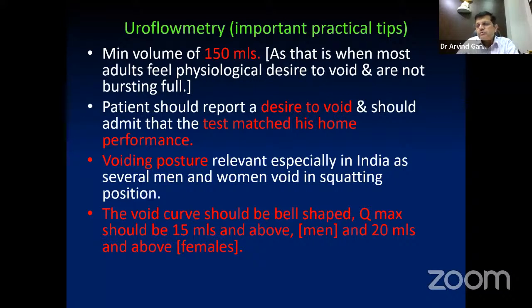All natural processes will follow the bell-shaped curve. It may be anything in nature, it always follows the bell-shaped curve. So whatever is bell-shaped is normal. So the voiding curve should also have a bell shape, and the Qmax should be sustained for at least 2 seconds. Many times you will see an artifact where the flow suddenly goes down and comes down. That particular finding cannot be taken as a benchmark or a correct value. It should be sustained for at least 2 seconds, and anything above 15 ml per second in males and 20 ml per second in females can be considered normal.